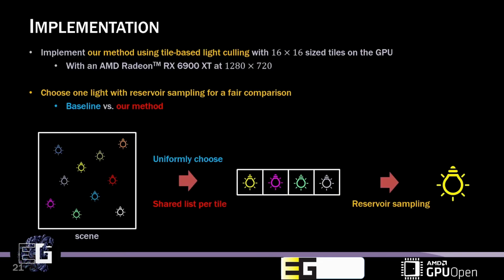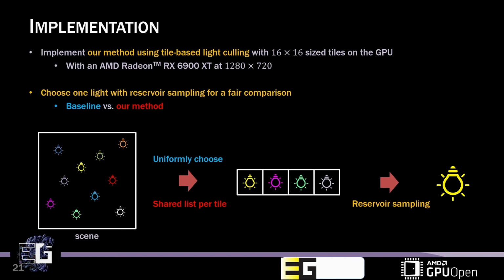Then now, let's move on to the results of our method. But before showing the results, let me describe our implementation a bit. We benchmarked our method using tile-based light culling with a tile size of 16 by 16 on the GPU. All experiments in this paper were executed on an AMD Radeon RX 6900 XT GPU at 1280 by 720 screen resolution.